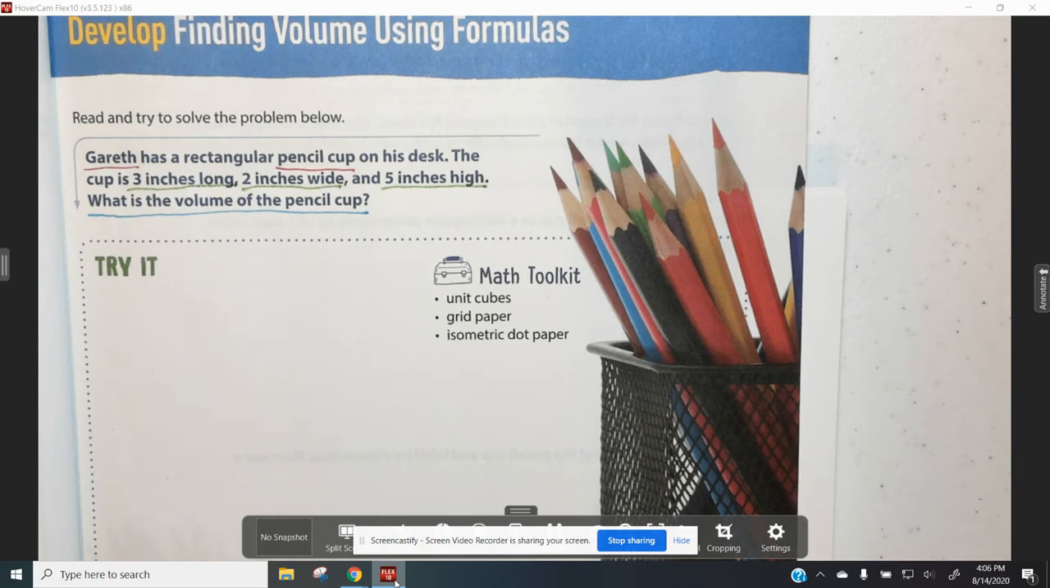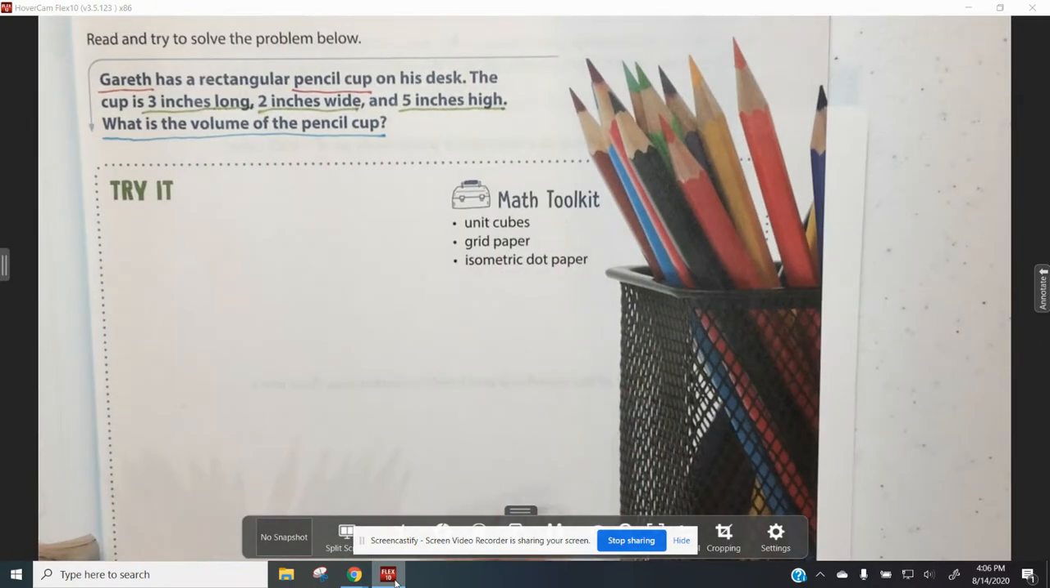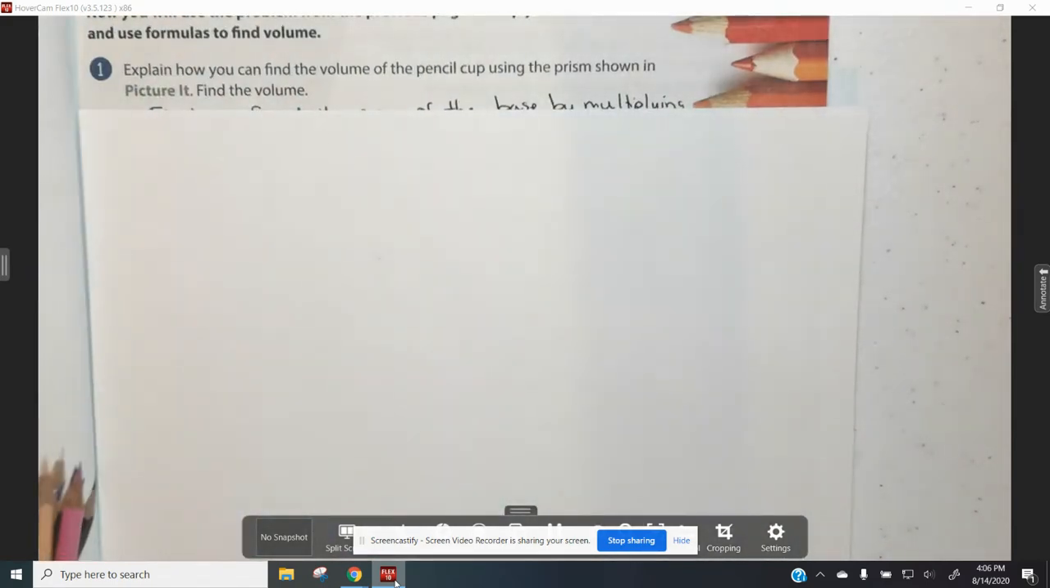So right now, I want you to go ahead and pause the video, and then solve and find the volume of Gareth's pencil cup here in the Try It section. You should have paused the video. If you haven't, do it now. All right, I'm not going to solve it here. I'm going to go to the next page where we will look and see how we can solve it.